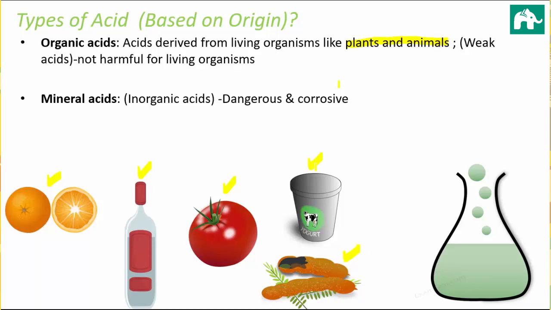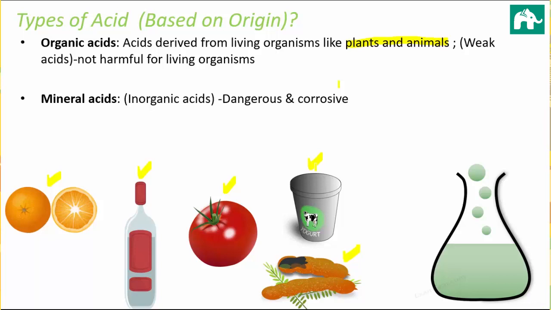These are all examples of organic acids, because if you look at them, they are all derived from fruits, vegetables, milk products, and these are all derived directly or indirectly from plants and animals. They are weak acids, not at all harmful for living organisms.